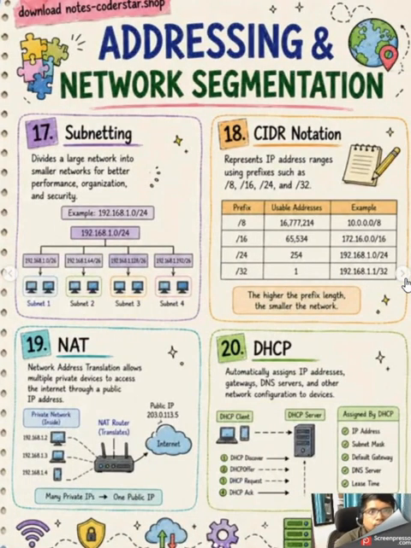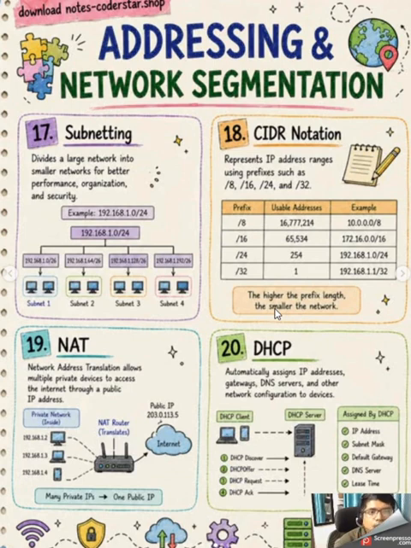And we have subnetting. It's dividing a large network into smaller networks for better performance and organizational security. And we have CIDR, classless inter-domain routing, which represents IP address ranges with prefixes like /8, /16, /26, /32, and based on that we get the number of IPs and subnets.